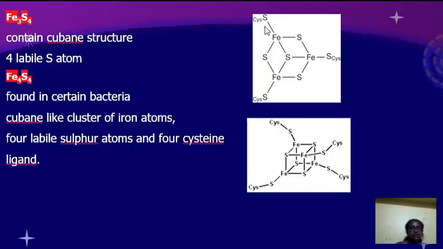Then next we will see about Fe4S4. It is found in certain bacteria. It has a cubane-like cluster of iron atoms, 4 labile sulfur atoms with 4 cysteine sulfur residue ligands. This is the structure of the Fe4S4 in which iron atoms and sulfur atoms are alternately present in cubane-like form and each iron atom is also attached by cysteine sulfur residue.